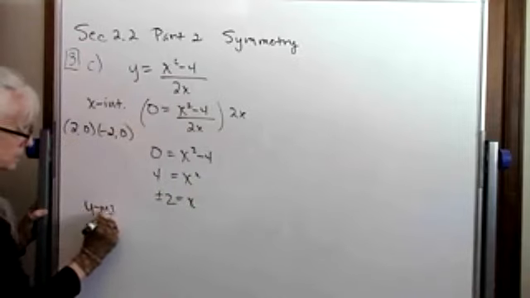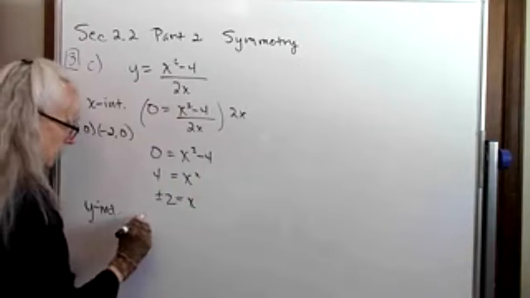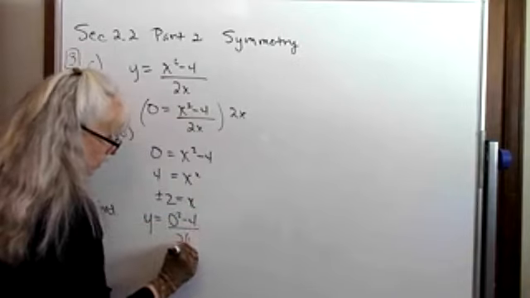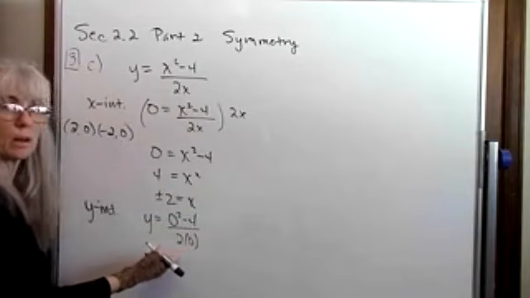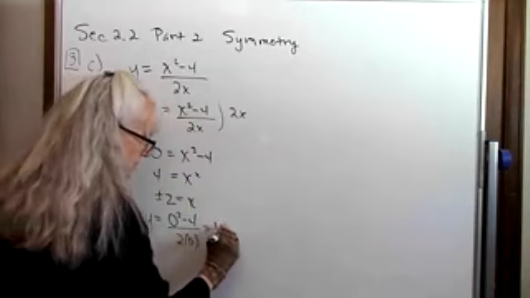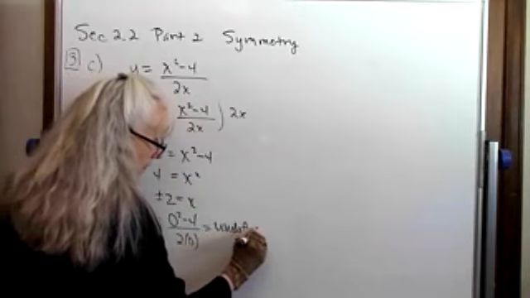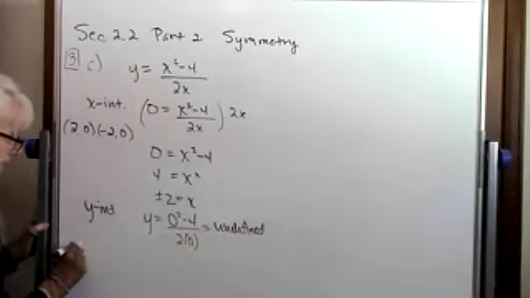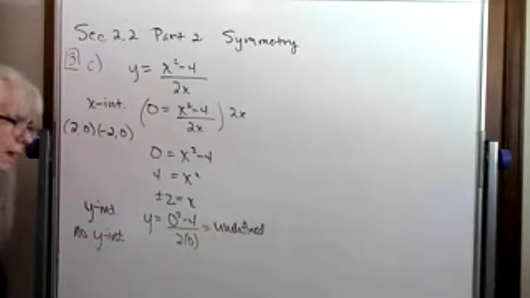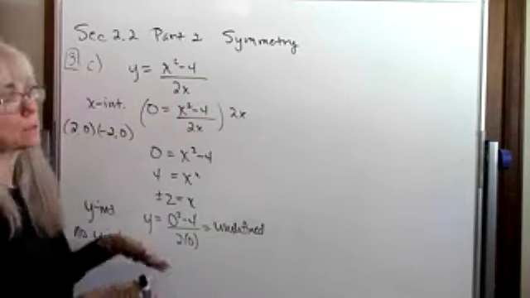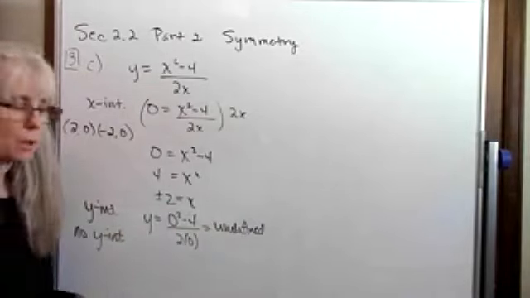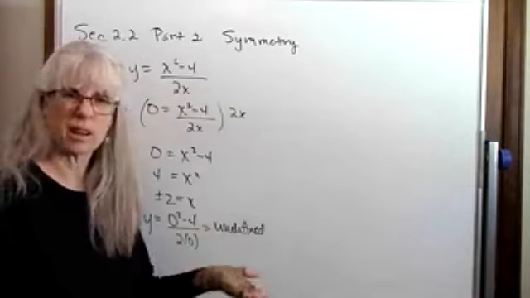To get the y-intercept, we replace x with 0. So y would be equal to 0 squared minus 4 over 2 times 0. We're running into trouble here because we can't divide by 0. That's okay, this is undefined, and it's okay for that to happen. What that simply means is that there is no y-intercept. You don't have to cross the y-axis, and this one does not. So we have x-intercepts at positive 2 and negative 2, and no y-intercept. That really impacts our symmetry idea.